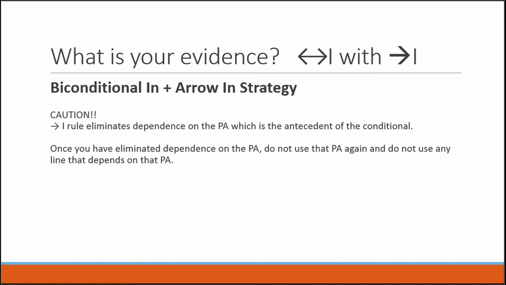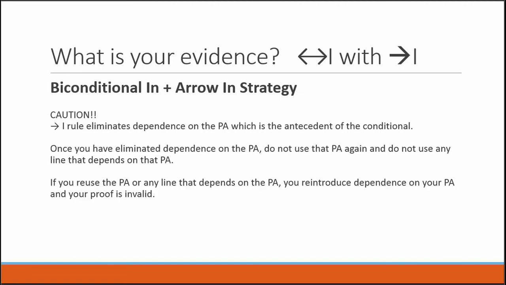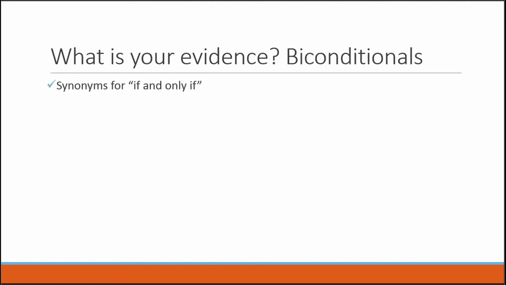That's really the whole point of that dependence column, is to make sure that you don't reintroduce dependence on a provisional assumption once you've eliminated dependence on it. If you do reuse the provisional assumption or any line that depends on that provisional assumption, and you reintroduce dependence on that provisional assumption, your proof is not going to be valid. You're not going to have proved your argument valid. Okay, so that's it. That's the lesson for today.